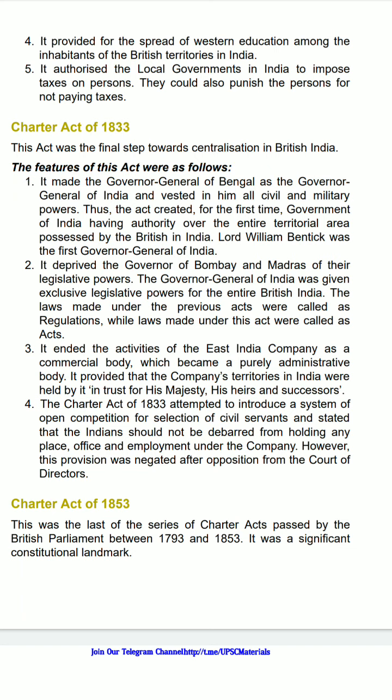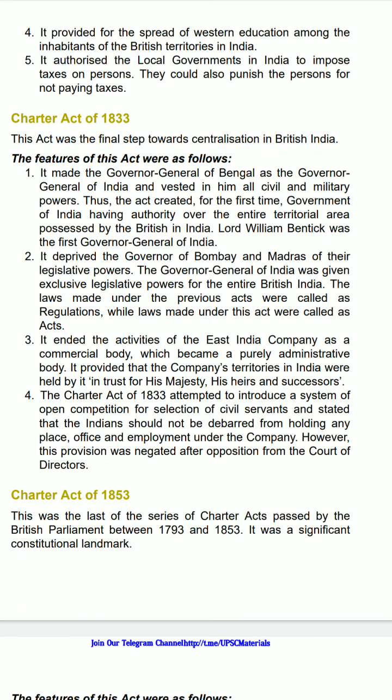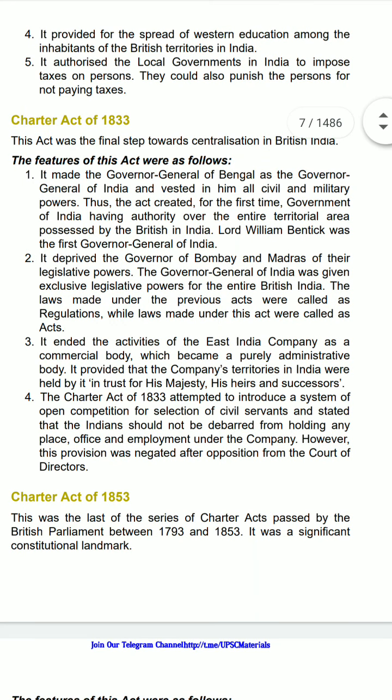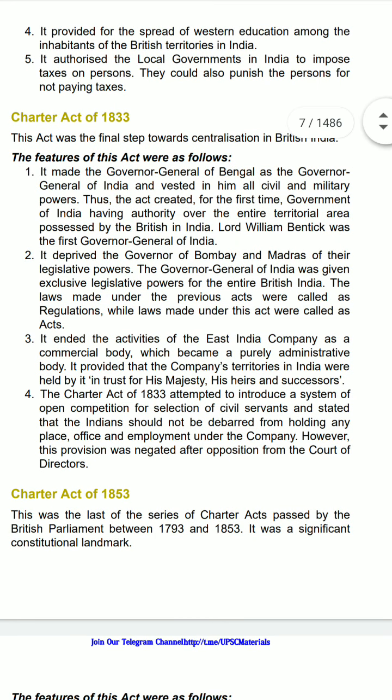Charter Act of 1833. This act was the final step towards the centralization of British India. The features of this act were as follows. It made the Governor General of Bengal the Governor General of India and vested in him all civil and military powers. Thus the act created for the first time a Government of India having authority over the entire territorial area possessed by the British in India. Lord William Bentinck was the first Governor General of India.